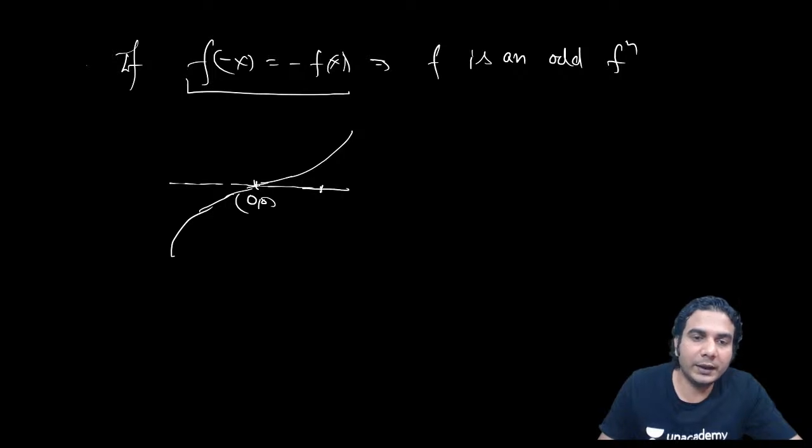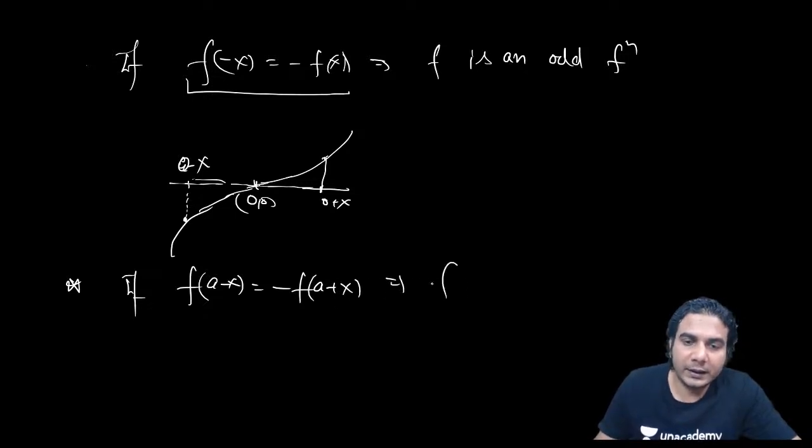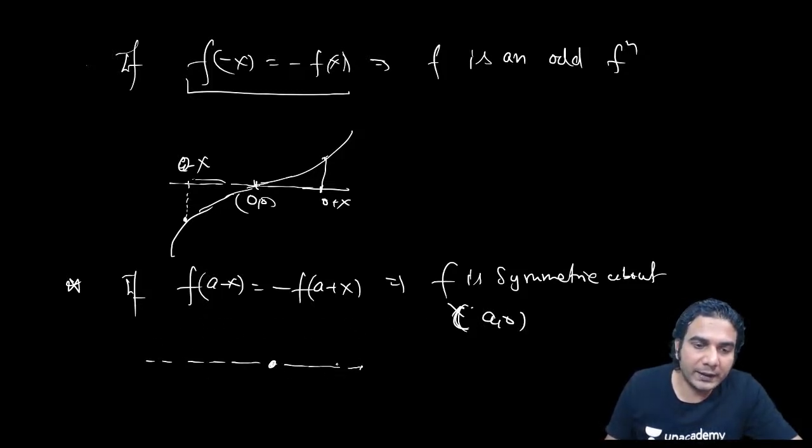You can say the value at 0 plus x is the same as the value at 0 minus x, but they are of opposite signs, okay. Similarly, if you generalize it, if you write f(a - x) is equal to -f(a + x), that means f is symmetric about this point. This was (0, 0), now it will be shifted to (a, 0), all right? So yes, the point of symmetry is on the x-axis only.